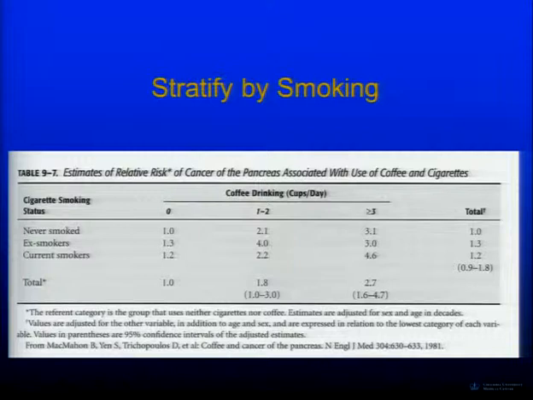The way you control for smoking is now you're looking at odds ratios. These are just the odds ratios for each of these groups in the people. So this is everyone who never smoked. And even if you drink coffee, your odds still go up the more coffee you drink. If you were an ex-smoker, the odds still go up the more coffee you drink. If you're a current smoker, the odds still go up.